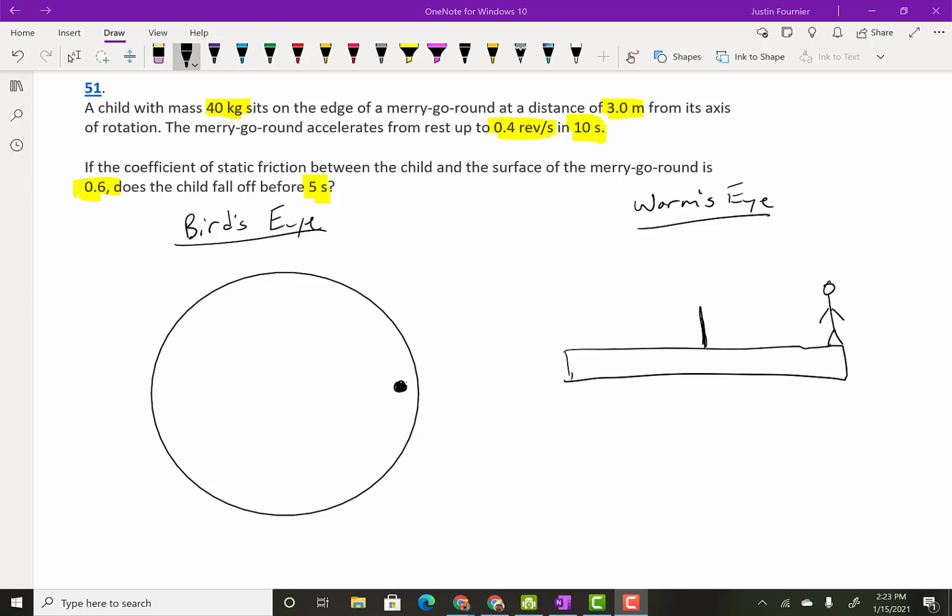All right, going to do this problem 51 here that says a child with a mass of 40 kilograms sits on the edge of a merry-go-round at a distance of 3 meters from its axis of rotation. The merry-go-round accelerates from rest, so it starts at rest and goes up to this 0.4 revolutions per second in 10 seconds. If the coefficient of static friction between the child and the surface of the merry-go-round is 0.6, does the child fall off before 5 seconds? Okay, so 5 seconds.